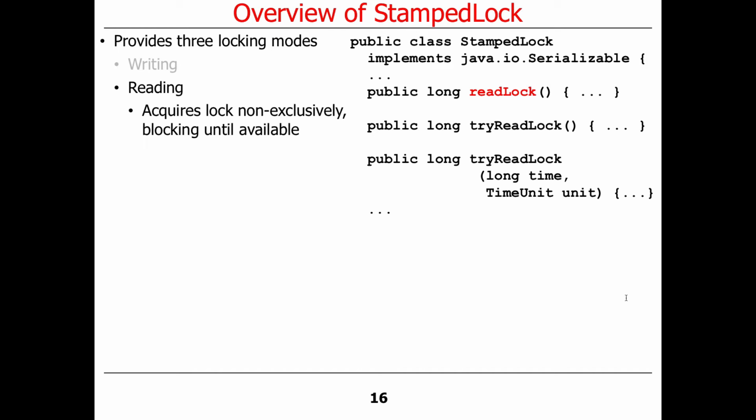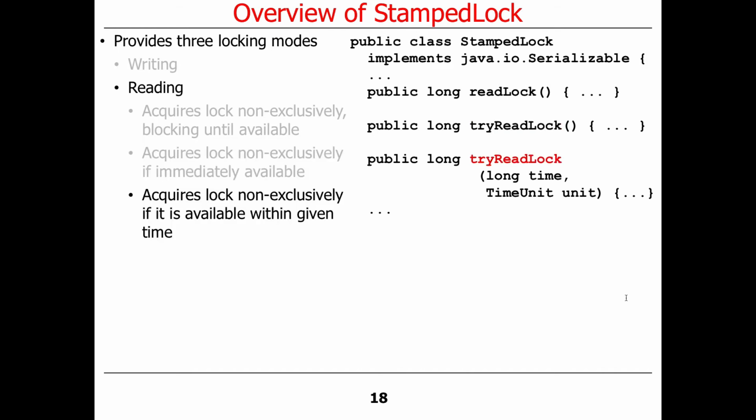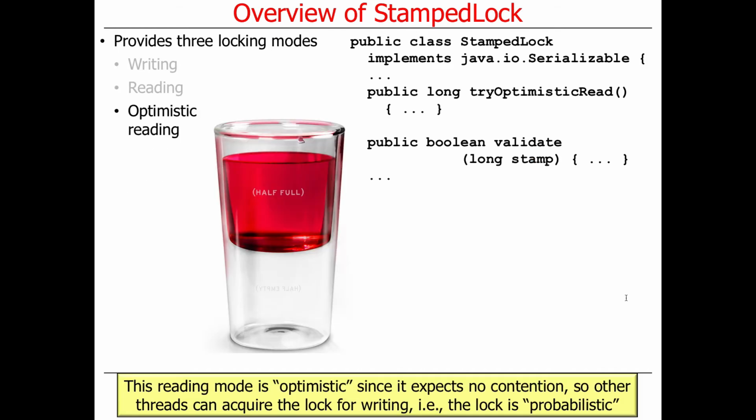So if someone already has the lock in writing mode, then the read lock will block until that's released. Conversely, if someone else has acquired the lock in read mode, the read lock will return right away. It'll get it because it's non-exclusive. There's also a try read lock, which tries to get it, and if it can't, it fails. And then there's a timed version of that. So those are reading and writing. Those are pretty straightforward. They actually make a lot of sense. That's not too dissimilar to what was available in the reentrant read-write lock legacy interface.